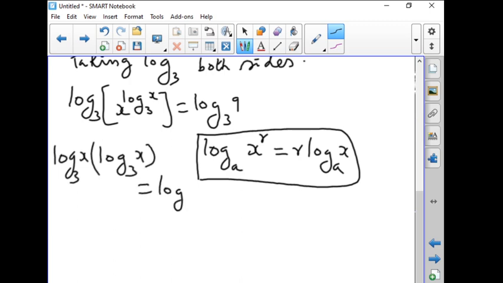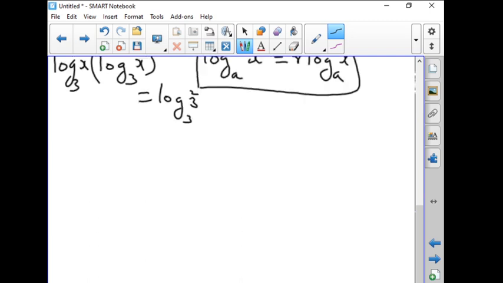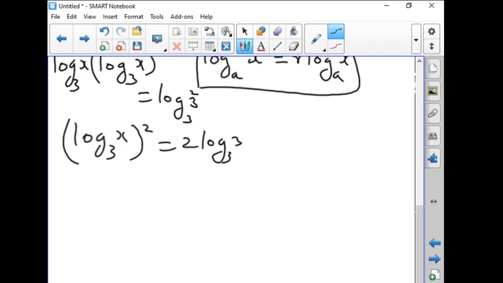log 9 can be written as 3 square to the base 3. So what is the left hand side? Log x to the base 3 the whole square is equal to, using power rule here we can write 2 log 3 to the base 3. Okay. So now what we have got? This is equal to 2. So log x to the base 3 the whole square is equal to 2.